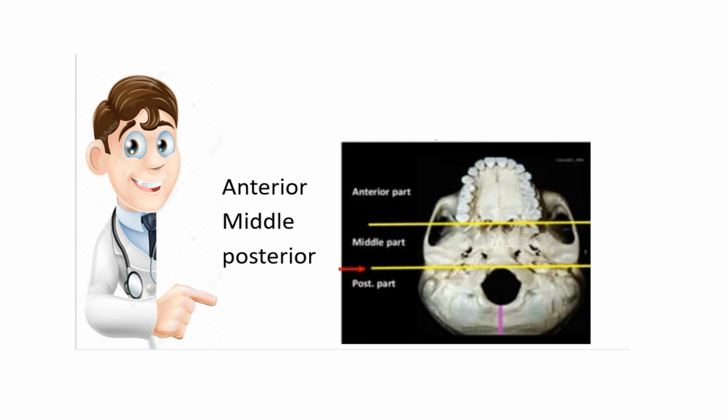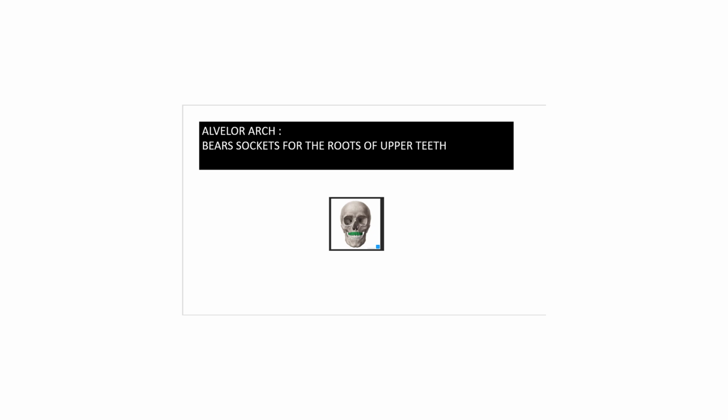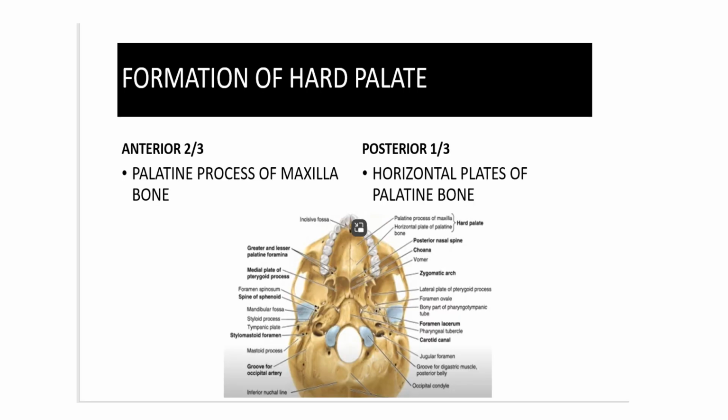For the convenience of study, the Norma basalis is divided into anterior, middle, and posterior parts by two imaginary lines. Now the first part is the anterior part. The anterior part is further divided into two parts, that is the alveolar arch and the hard palate. So now what is the alveolar arch? The alveolar arch bears sockets for the roots of the upper teeth. The anterior part of the Norma basalis also includes the hard palate.